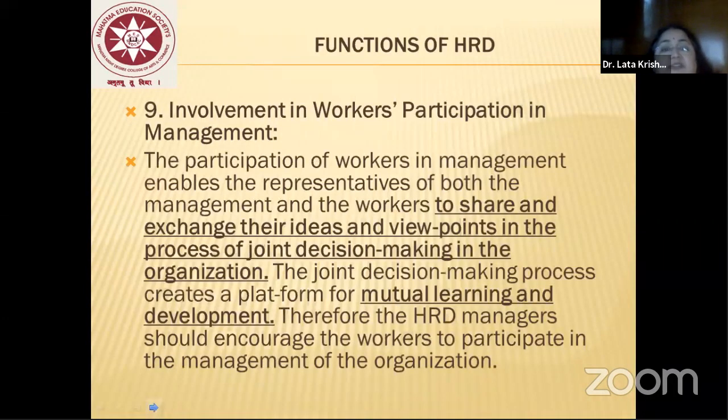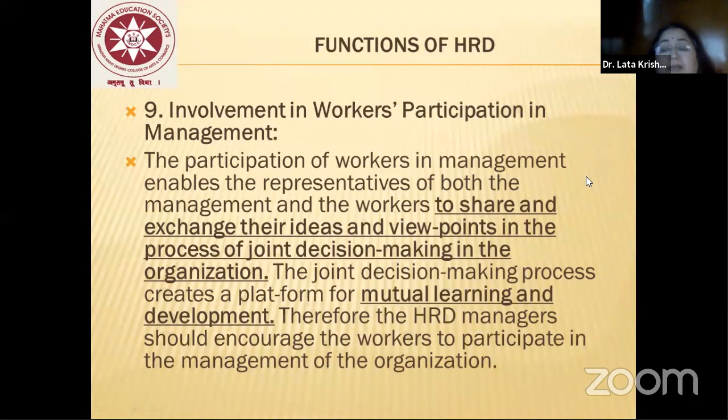The last function is involvement in workers' participation in management. Very, very important function. Now we understand that the top, middle, and bottom have to integrate. We are talking about the pyramid, the pyramidal structure of a business organization. Many a times we see that the workers fall out and they go on strikes because they are not happy with the treatment that they are getting from the management, and there could be lockouts or strikes.